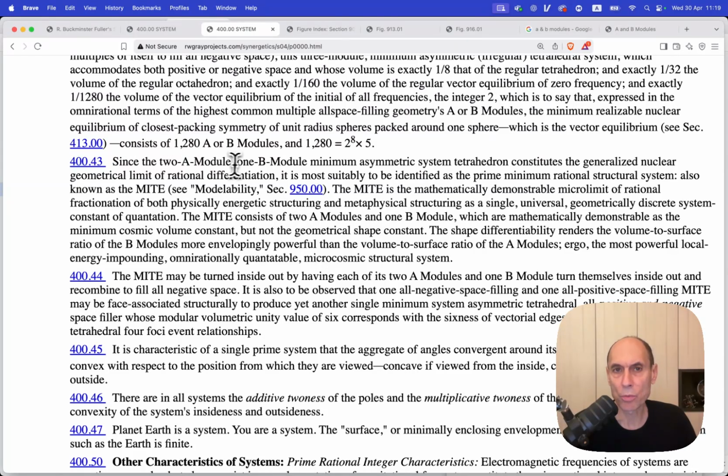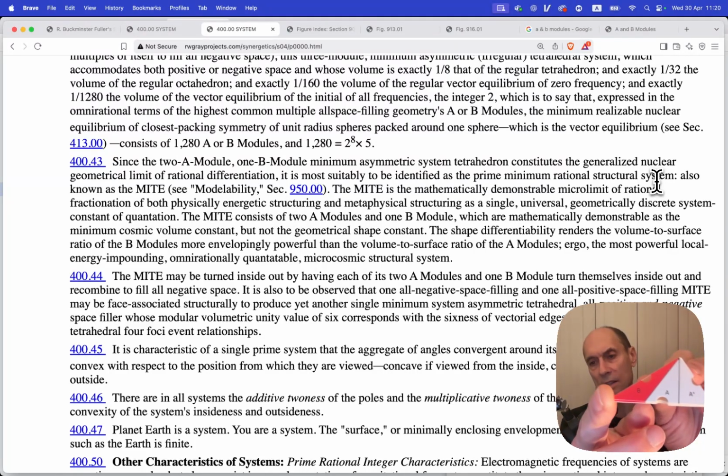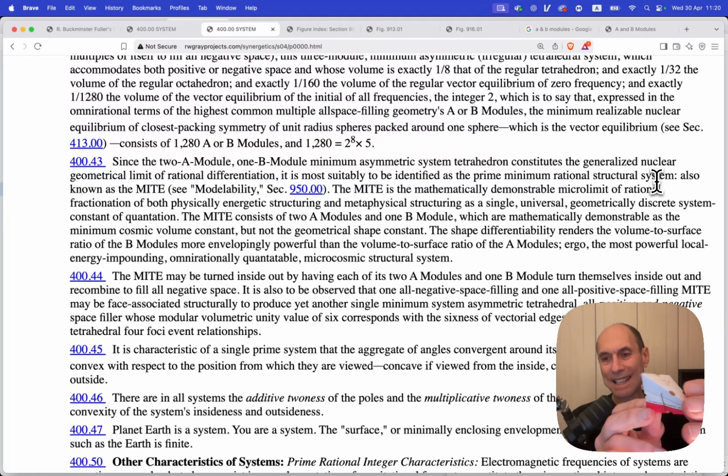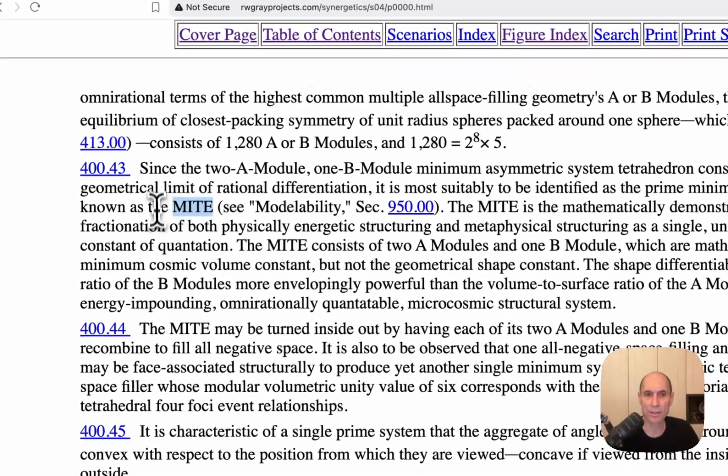Since the 2A module, 1B module minimum asymmetric system tetrahedron constitutes the generalized nuclear geometrical limit of rational differentiation, it is most suitably to be identified as the prime minimum rational structural system. And just to remind you, there's two A's and a B, and it is a tetrahedron, and it is asymmetrical. Known as the MITE, and there Fuller has named it. And we'll go into more detail in the modelability section.